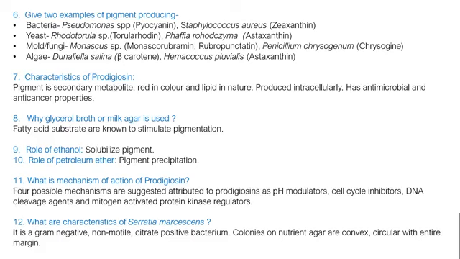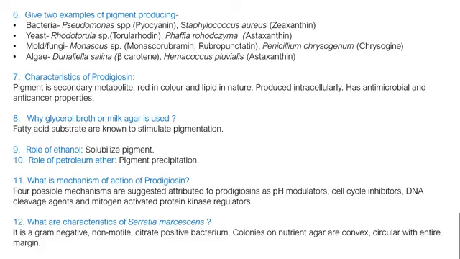Then next is why glycerol broth or milk agar is used. Okay, so answer to this is fatty acid substrates are known to stimulate pigmentation, and that is why we use glycerol broth or milk agar for pigment extraction. Then what is the role of ethanol in the protocol? So it solubilizes pigment, and petroleum ether, it precipitates the pigment. Okay, that's why we use ethanol and petroleum ether in the protocol.